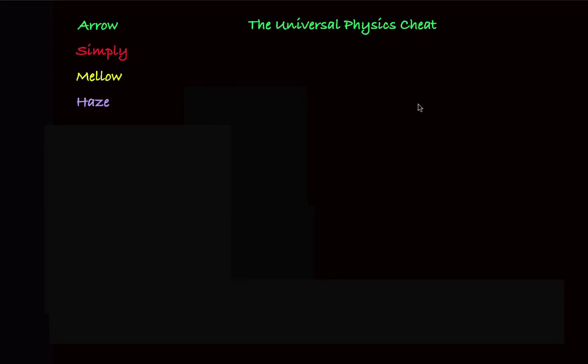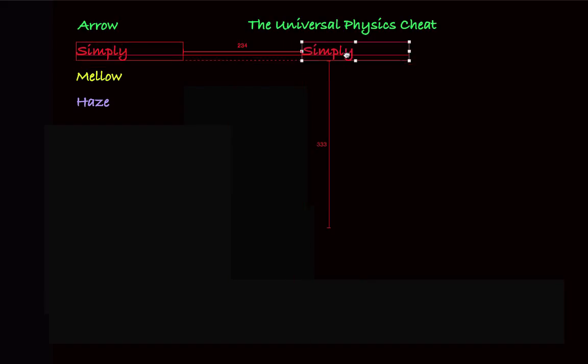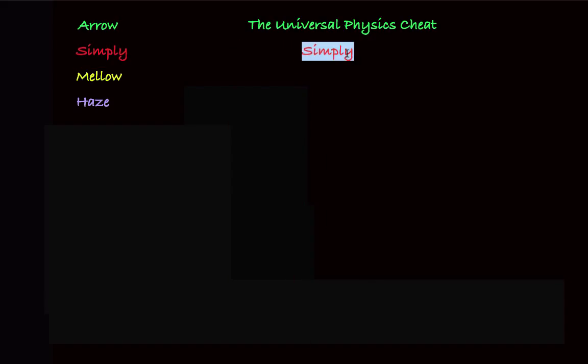Hi everyone, my name is Girish and I'm going to cover today what I call the universal physics cheat. This is a method called unit analysis, and oftentimes it can provide clues as to how to apply a particular formula in a problem, or even how to derive a formula that you might have forgotten.